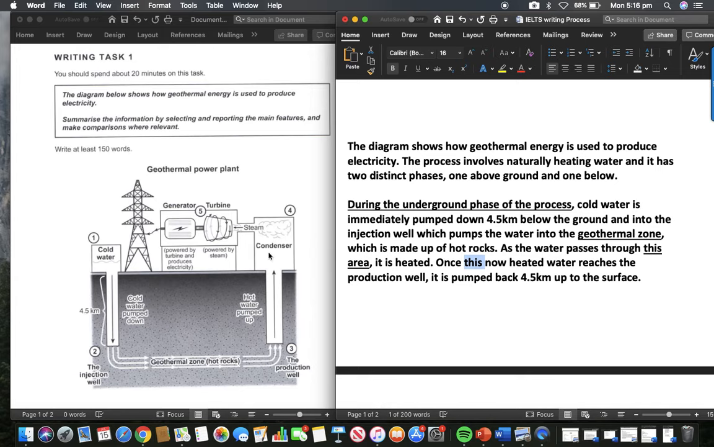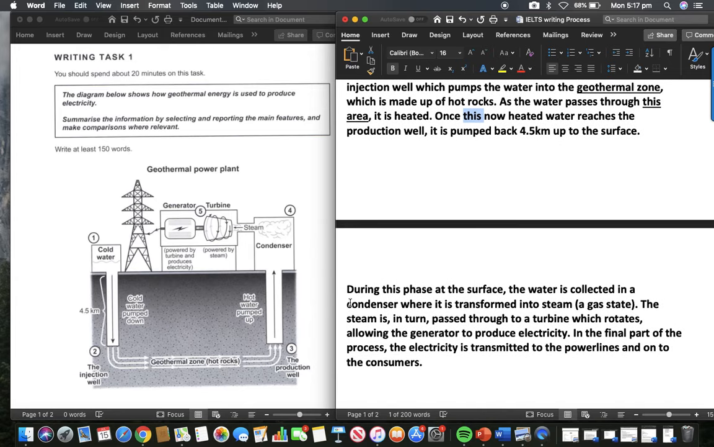Then we're up here in the condenser. During this phase at the surface, and I mean, I could just say once at the surface, during the second phase, during the above ground phase, any of those are fine. It's a little unusual, because this is kind of a short and unusual task, but, well, that's how it is. The water is collected in a condenser where it is transformed into steam, which I believe I saw one example say a gas state or a gaseous state. That's fine, but I would just use the word.